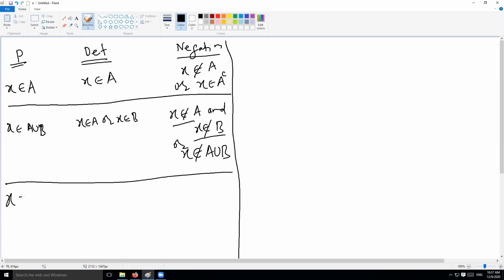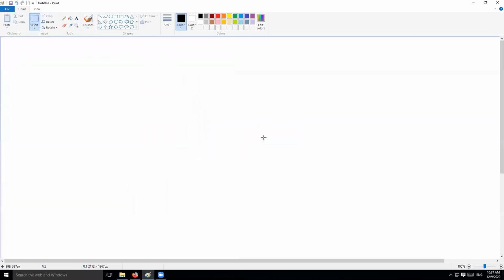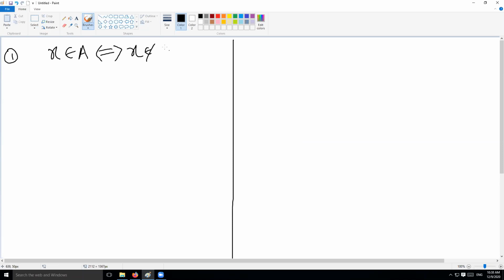How about if I say that X belongs to A intersection B? X belongs to A and X belongs to B. Let me rewrite all these things in another manner actually. Okay. Let me rewrite this in this manner. I'm going to say that X belongs to A if and only if X does not belong to A complement, right?